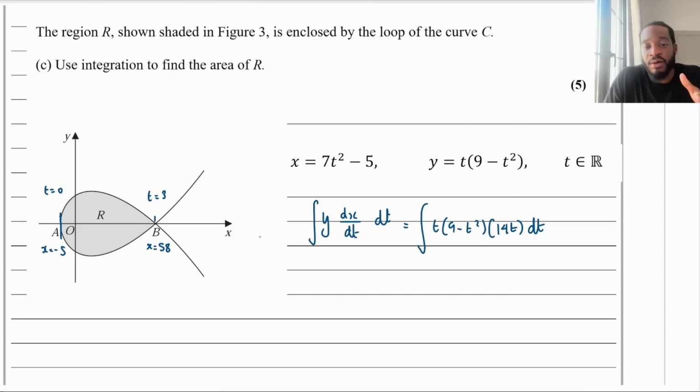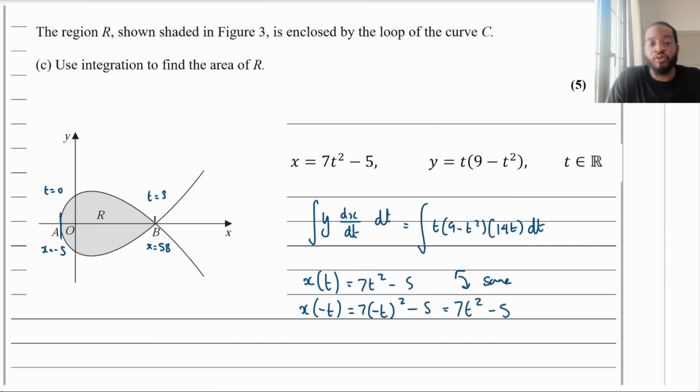So for example, let's define x as a function of t. Then x of t is 7t squared minus 5. And then let's say I do x of minus t, the other side of the values you can use. It will be 7 times (minus t) squared minus 5. But minus t all squared is just positive t squared, so that'll be 7t squared minus 5, which is the exact same as the top. So we've just proved that the values of t, whether negative or positive, give the exact same outcome for x. The only thing that will differ is y.